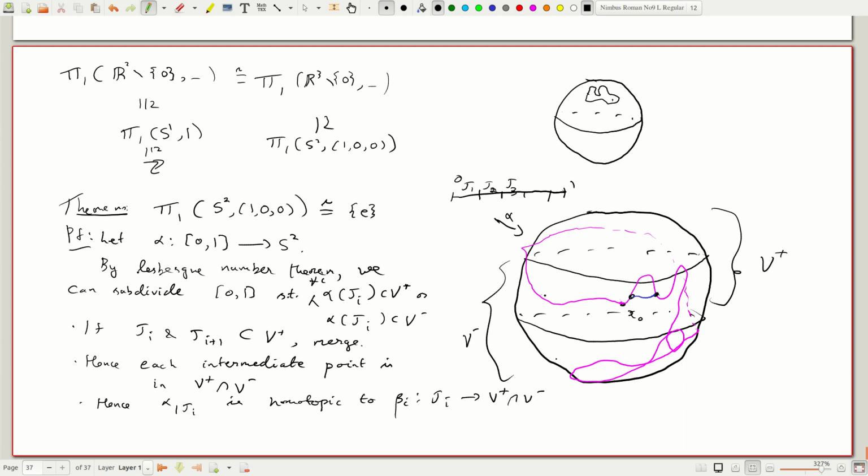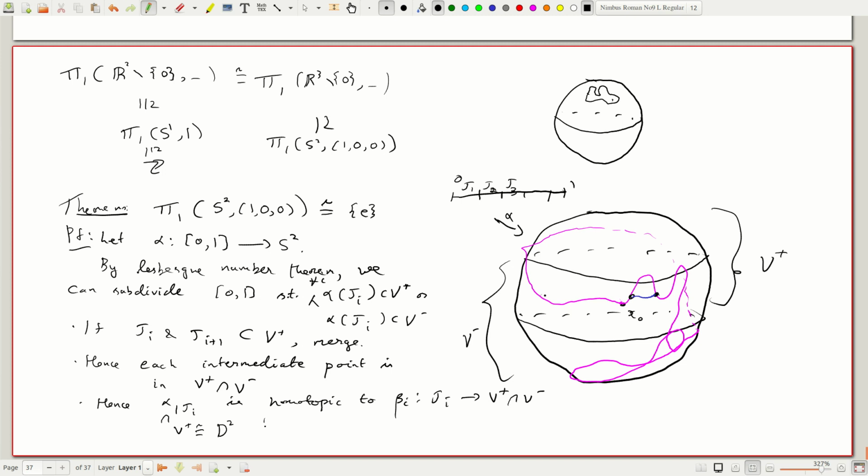Why is this the case? Well, notice that alpha of Ji is maybe contained in V plus, or maybe it's contained in V minus. Without loss of generality, say it's contained in V plus. So it misses the southern hemisphere. And V plus is D2. It's homeomorphic to the closed disk. And on the disk, any two paths are homotopic provided their endpoints coincide. So we simply find a path beta i whose endpoints coincide with alpha restricted to Ji and map it to that. So now what is the consequence?